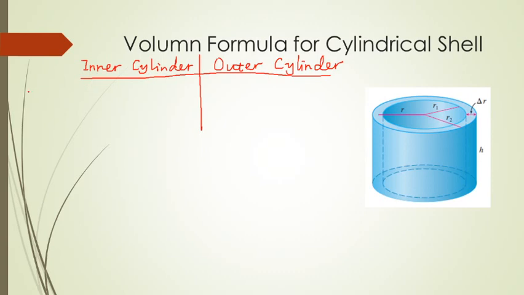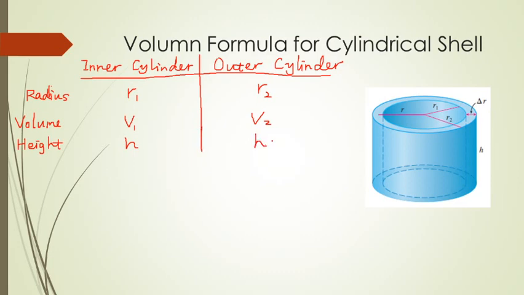For the inner cylinder, the base circle has radius R1, and for the outer cylinder the base circle has radius R2. The volume of the inner cylinder will be V1, and the volume of the outer cylinder will be V2, and the height for both will be the same h.